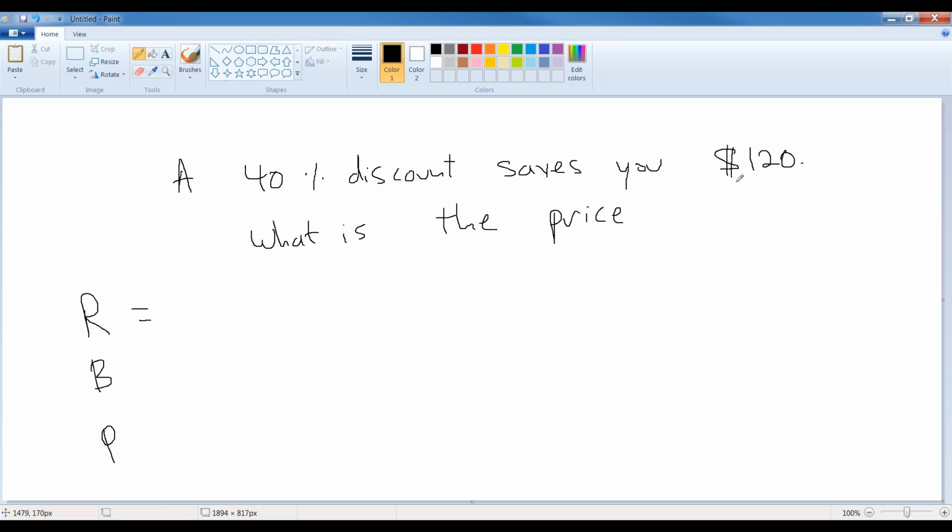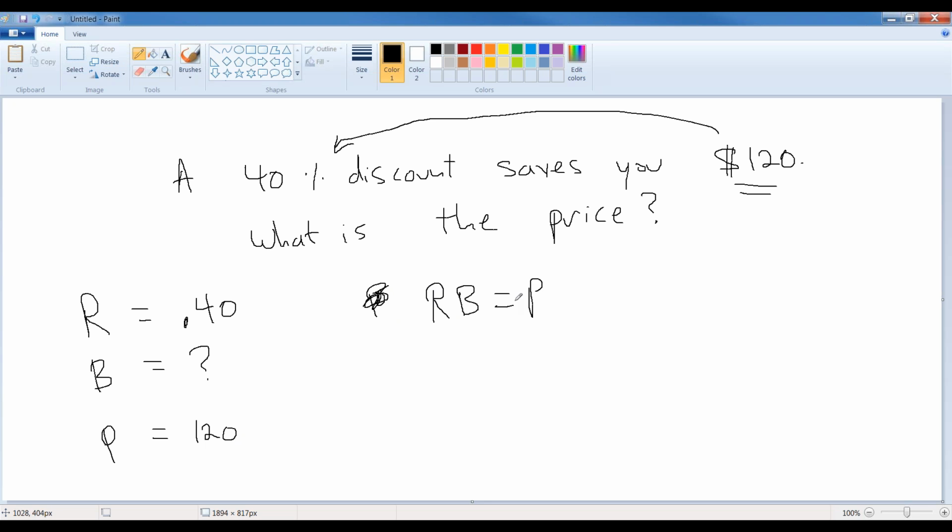Here, the $120 corresponds to the 40% because that is the discount. The discount is something that saves you. So our rate is 40%. The base, we don't know what it is because that's the price. That's the thing that's the entire amount. And the percentage representation is $120. So here we could apply the same formula.